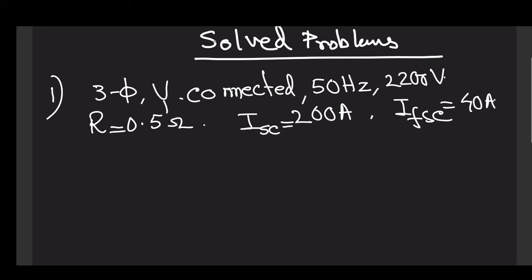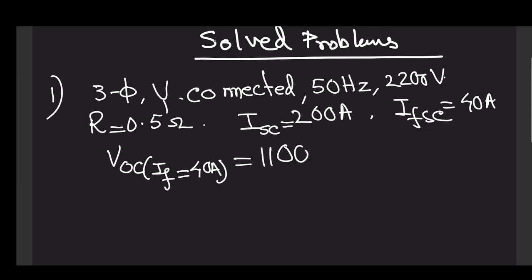This 40 ampere field current gives us, we can write, voltage VOC with IF equal to 40 ampere is equal to 1000 volt.